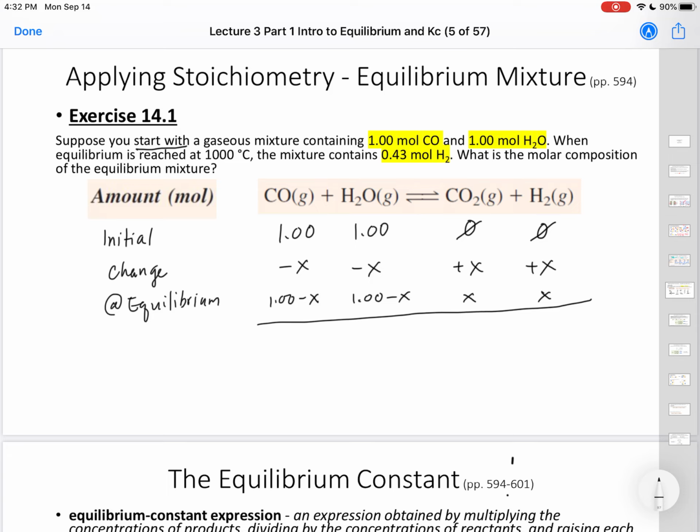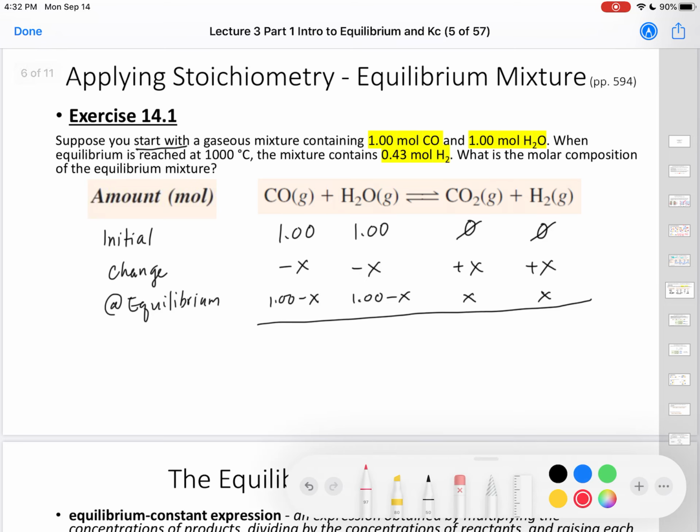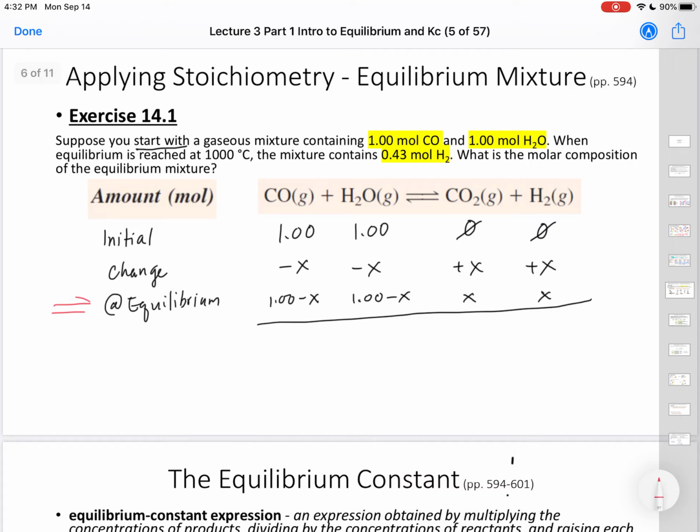So really, you just have to use the last piece of information they give you. They say that the mixture at equilibrium contains 0.43 moles of hydrogen. So where's that? At equilibrium, that's this row here. We have 0.43 moles of hydrogen. Remember, this is hydrogen. So this is the amount of hydrogen at equilibrium.